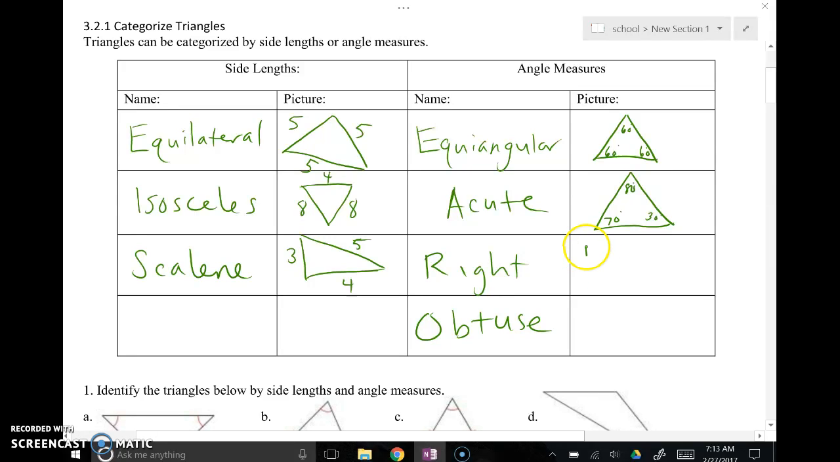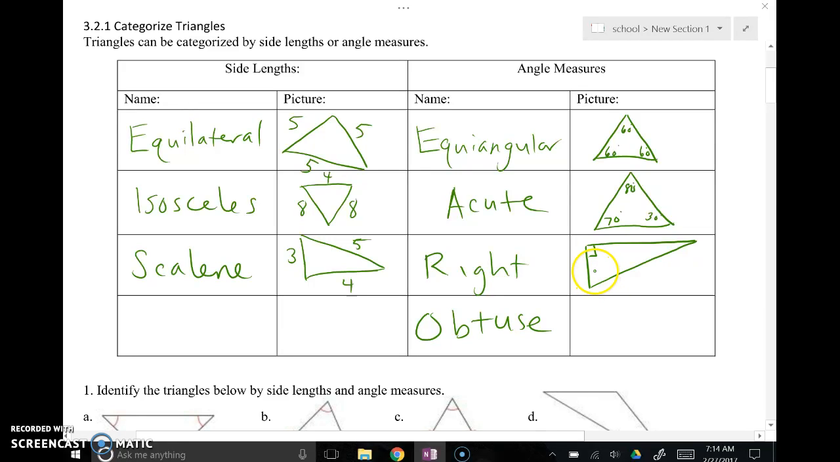A right triangle is a triangle that has one 90-degree angle. Now, I think your gut instinct might say, well, why doesn't it have three? Well, 3 times 90 would be 270 degrees. That's way too much for the angles of a triangle to add up to. So when we look at two right angles, that would be 180 right there and no room for a third angle. So we're limited to one right angle and the other two have to be acute angles.